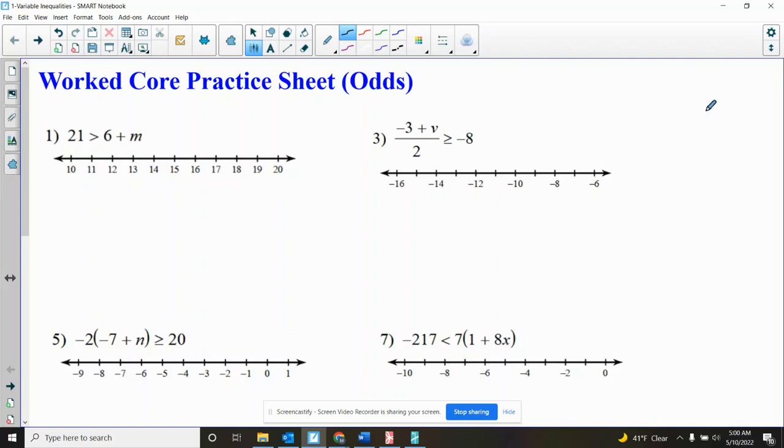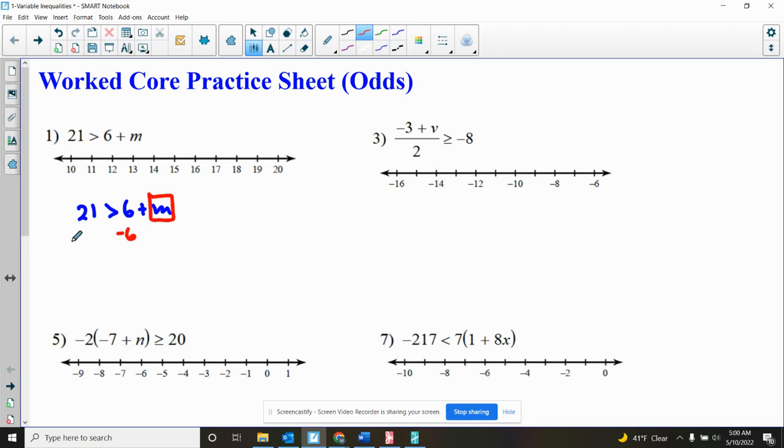So here we have our core practice sheet. We'll work through the odd numbered problems together so we can see exactly what should be happening. Start with the first. So 21 is greater than 6 plus m. Our goal is to get this m by itself.